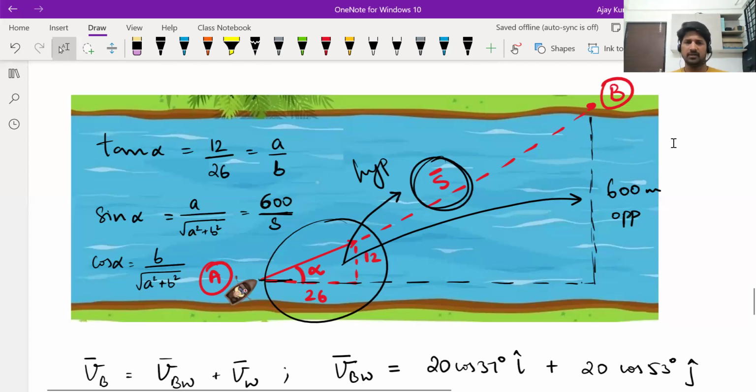How we wrote VBW as a vector, how we write VW as a vector, combining them, how we get the velocity of the boat, effective velocity of the boat, then how we make use of that to calculate drift, time taken to cross and such things, total distance. Revise the notes first, recollect all the ideas that were discussed, then you attempt problems, it will be easy.